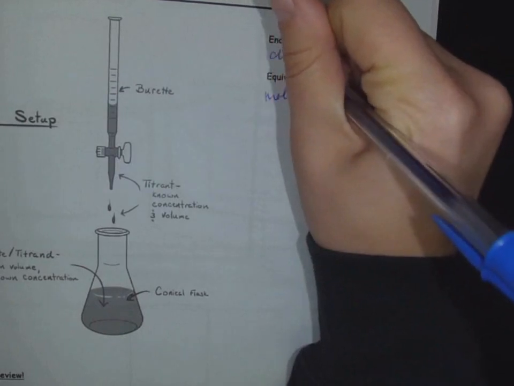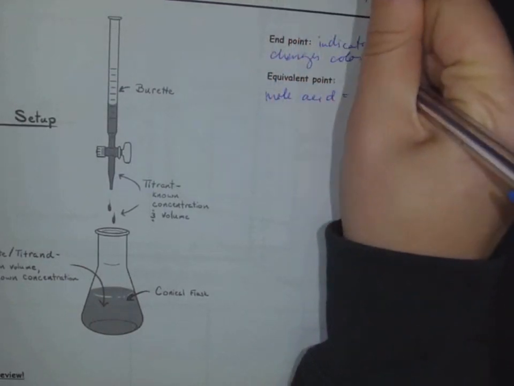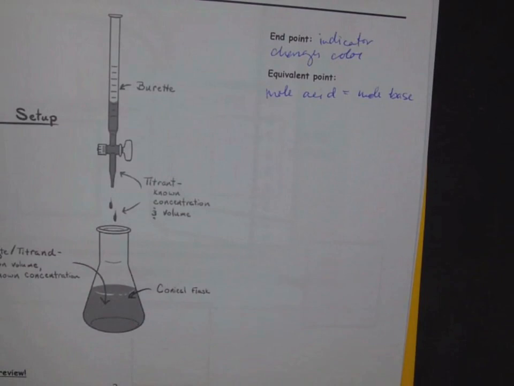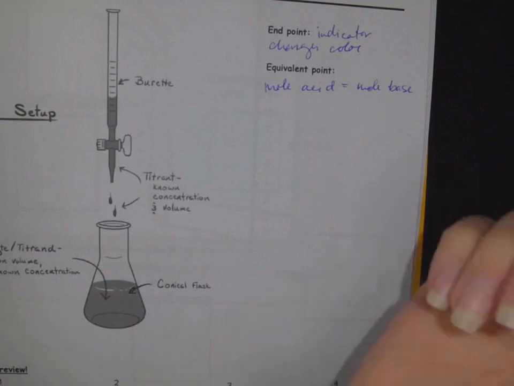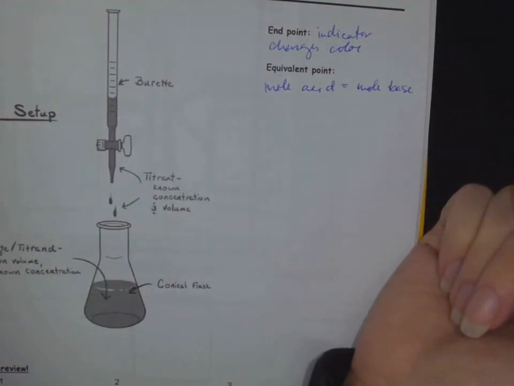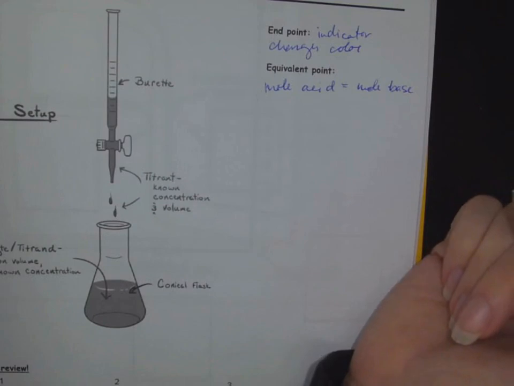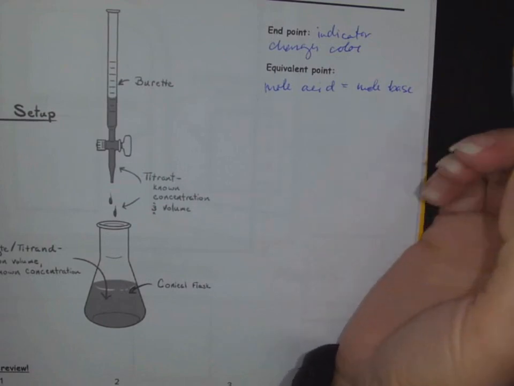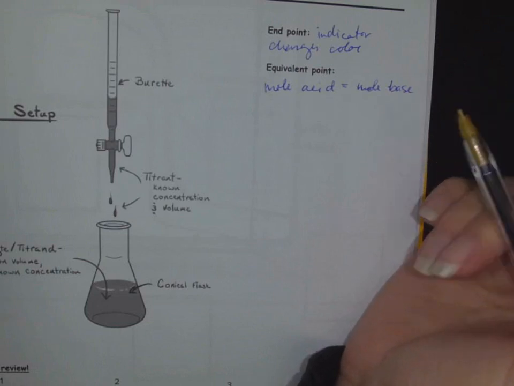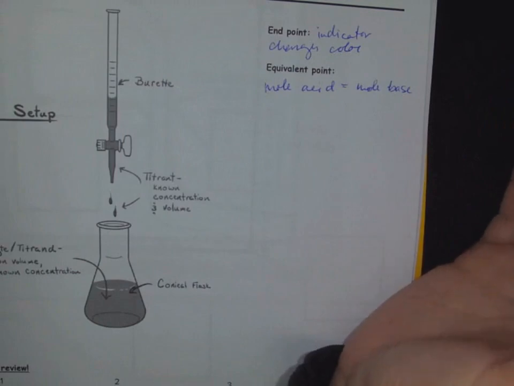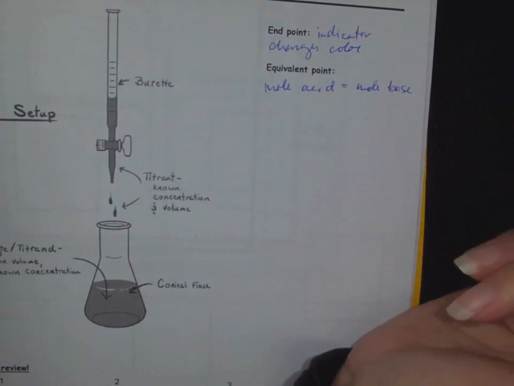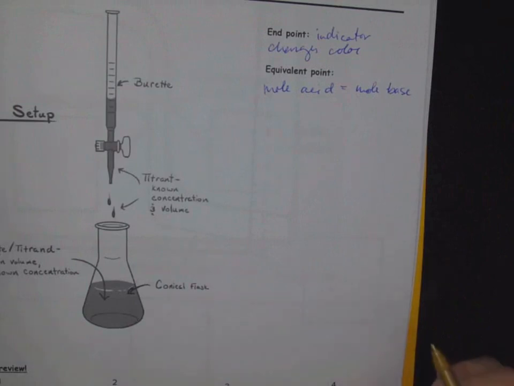Indicator changes color. Okay, so in AP Chemistry, and probably in a lot of chemistry classes and other scenarios, they would assume that these things are the same. Just like if we chose a bad indicator, they wouldn't be the same, but we're going to make the assumption that we chose a good indicator that changed color at the equivalence point.